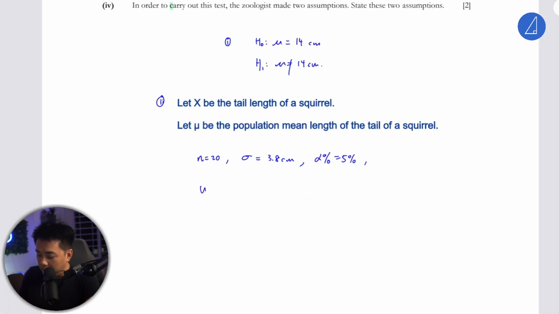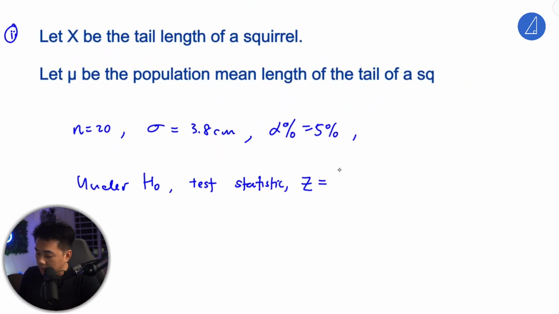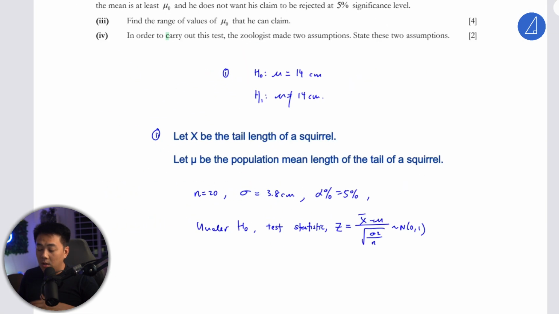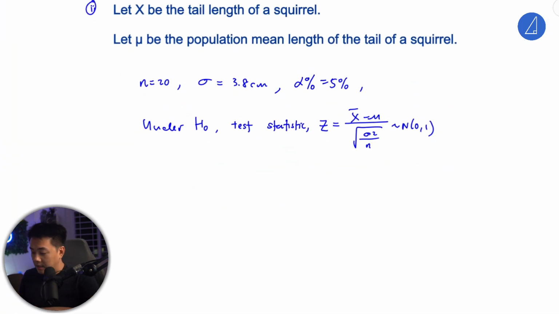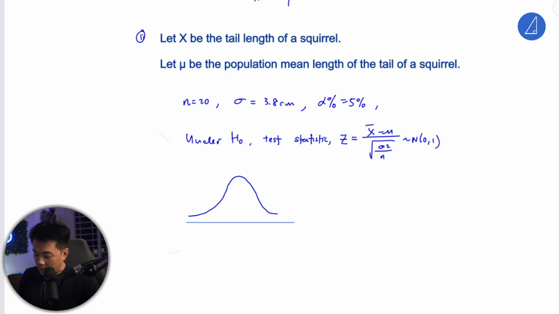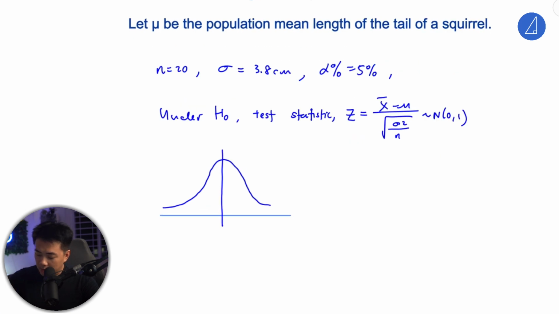So under H0, write down the test statistic. This would be a z-test, so it's X bar minus mu over the square root of sigma squared over n, normally distributed. Don't need to use CLT because the population is already normally distributed. Then what we need now is to not reject H0. So this in the middle, this is always where H0 is true. The closer you are to the center, the more H0 is true.